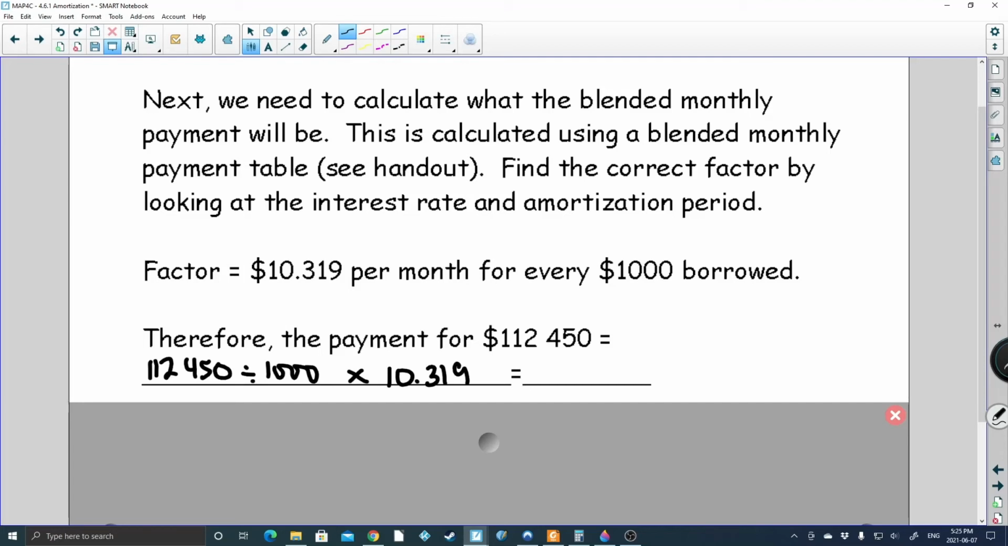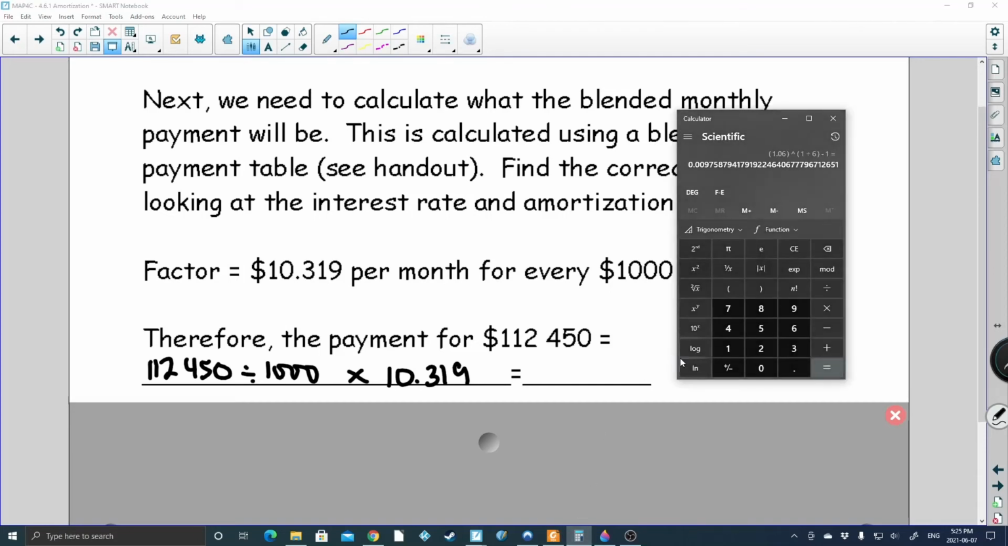Okay. And the banks have these charts that they use to figure this stuff out. So let's do that on our calculator here. 112,450 divided by 1,000 times 10.319. So that's $1,160.37.